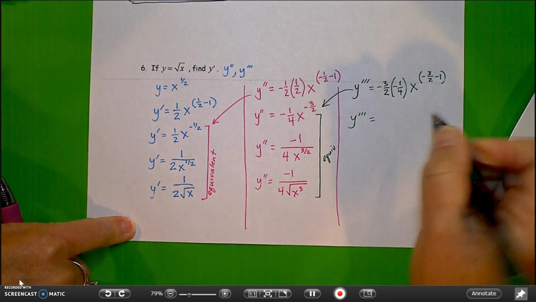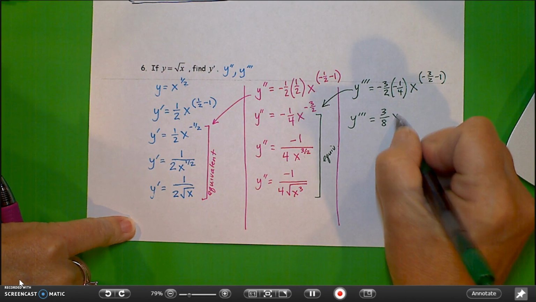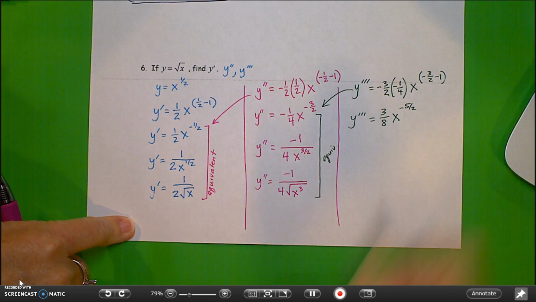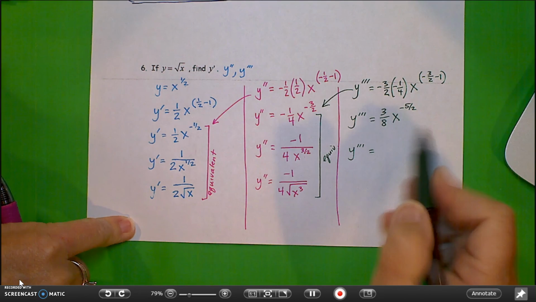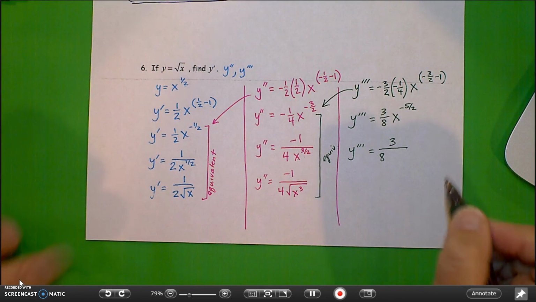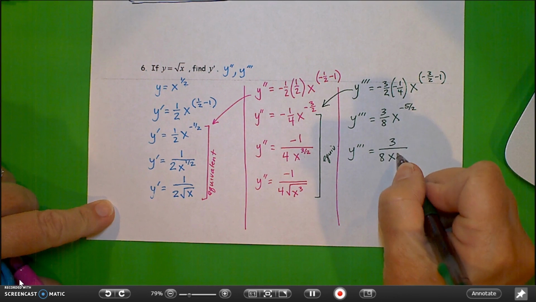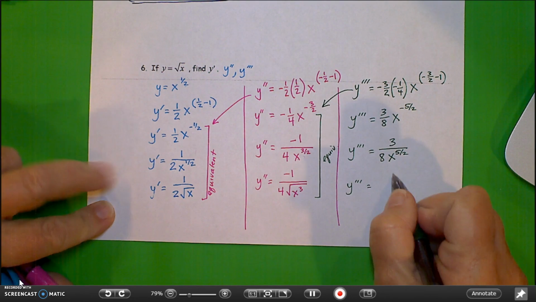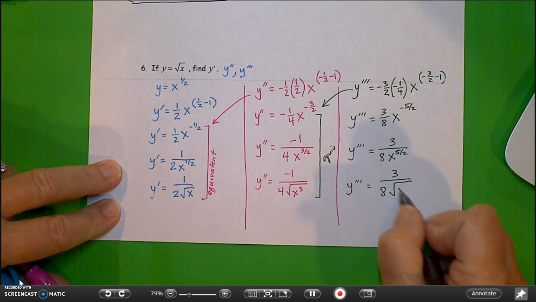So y triple prime, what do I have in front now? This is going to be a positive 3/8. Variable x. Negative 3/2 minus 2/2 is negative 5/2. So that's one answer that's sufficient. The numerator would have a 3 in it. 8 would be in the denominator. This is a square root. Oh, actually, I'm going to write it this way first: x to the 5/2 power. Now we'll change it to a square root. 3 in the numerator, 8 here. It is the square root of x to the 5th power.